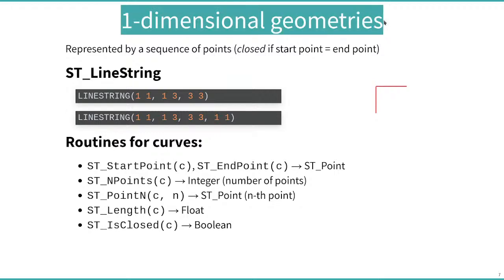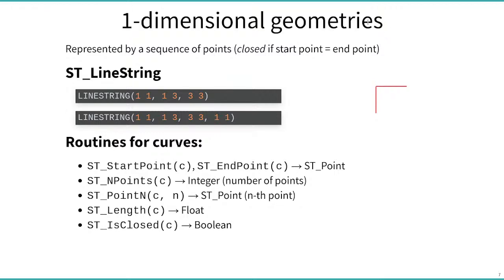One-dimensional geometries are, for example, lines or line strings. Actually, there is not a type line because they simply say a line is a line string of length 2. So a line string is represented by a sequence of points. So the order is important, and yeah, you define in this case here 3 points: 1 1, 1 3, 3 3, and the line are all interpolated points between them. So that's a line string.